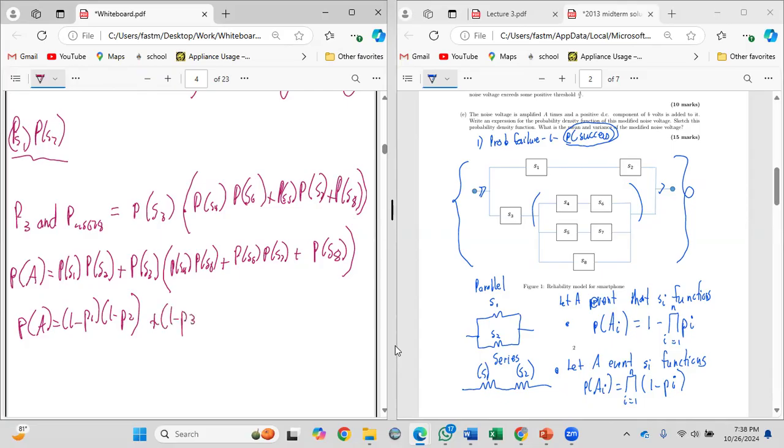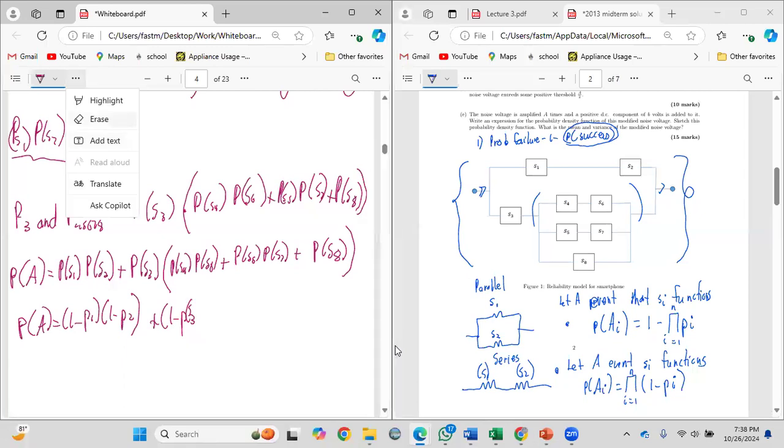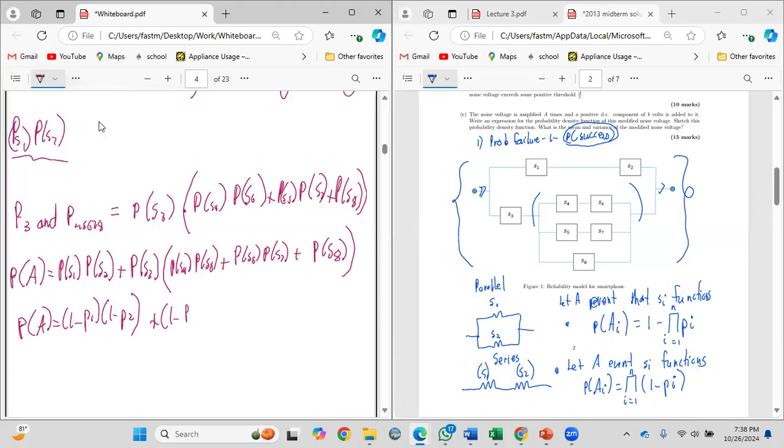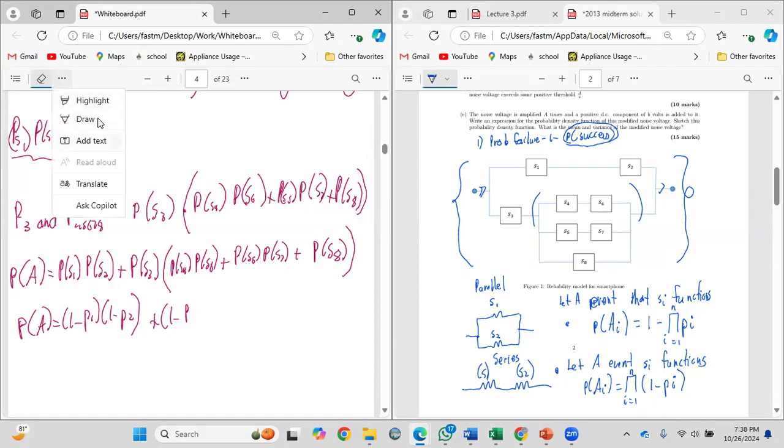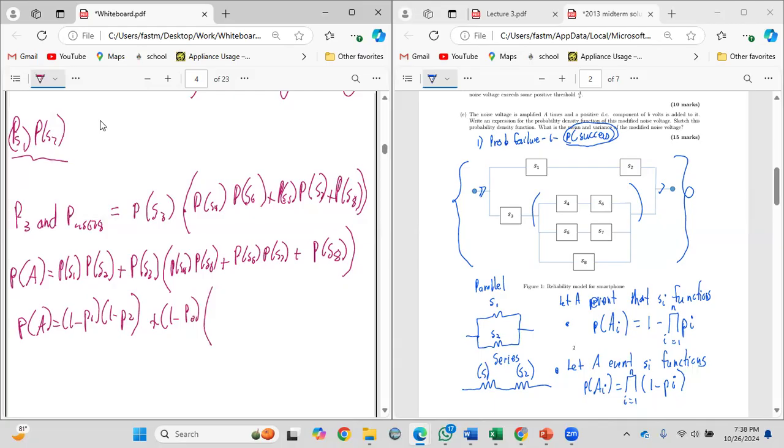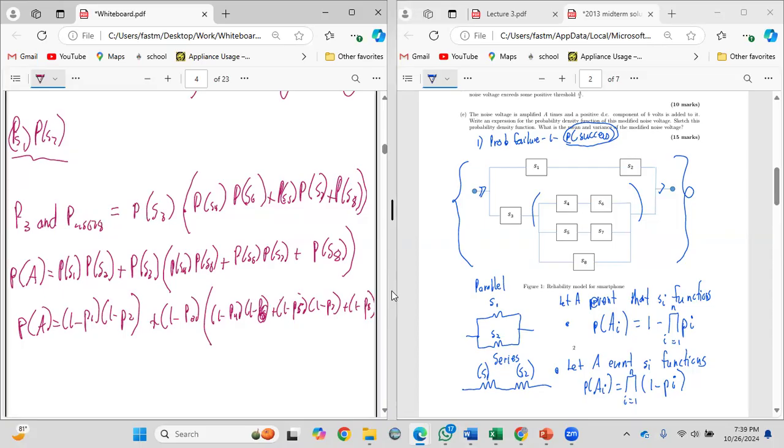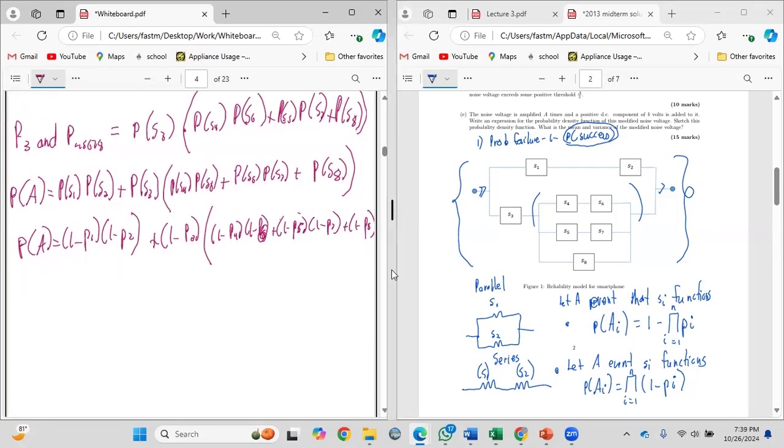so 1 minus P3, sorry, PS3, watch that. I keep the same thing, that's P3, then open bracket, I have a next series combination here, so it'll be 1 minus P4, 1 minus P6, sorry, then plus 1 minus P5 and 1 minus P7, and then this here is just 1 minus P8. Right, so that is the probability of success of the function.